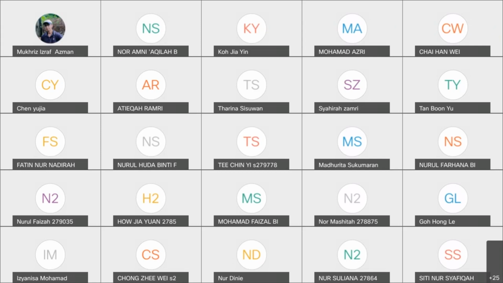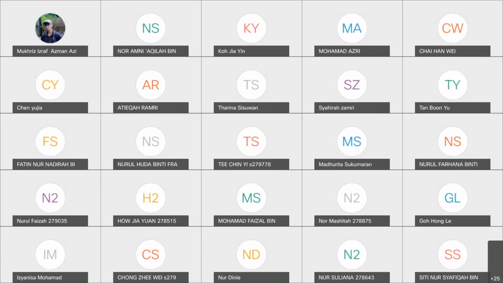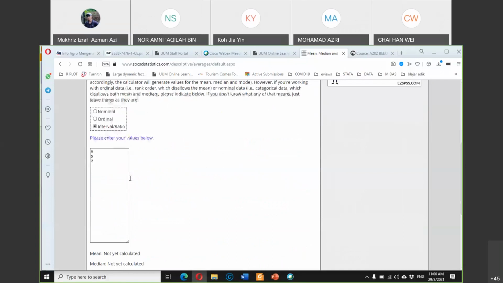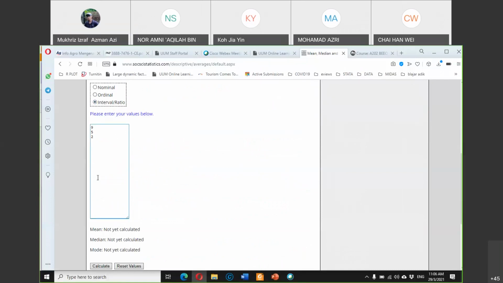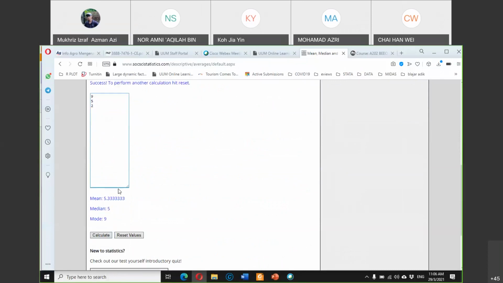Okay, so calculate the mean, median, and mode. Make sure you choose this one, the mode, median, and mean. Use interval ratio. So just key in, and if I only have these three numbers, it will just give me the mean, median, and mode.